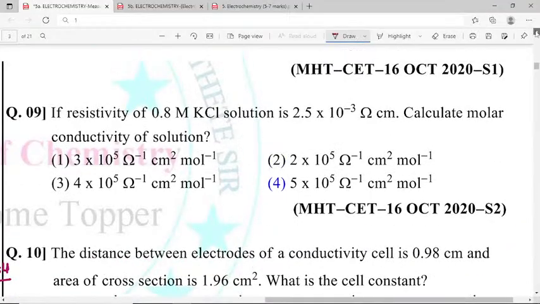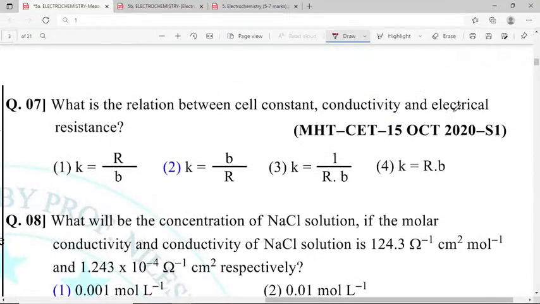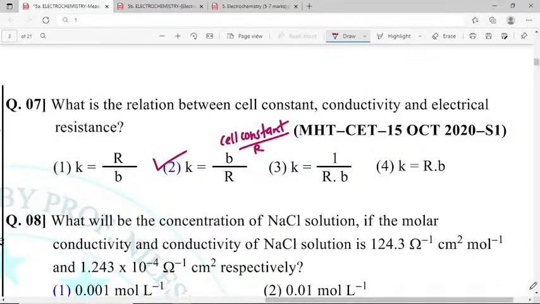Next question. What is the relation between cell constant, conductivity and electrical resistance? Conductivity is equal to B, where B stands for cell constant. This is called the cell constant. Cell constant divided by resistance. So B is your answer: cell constant divided by resistance is the conductivity.